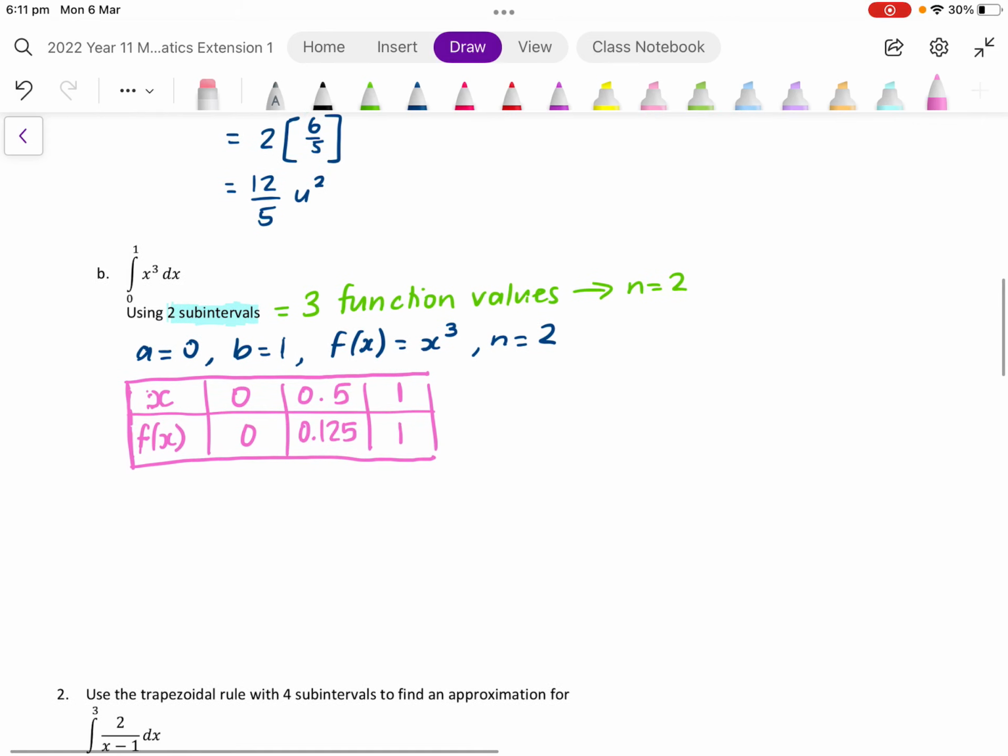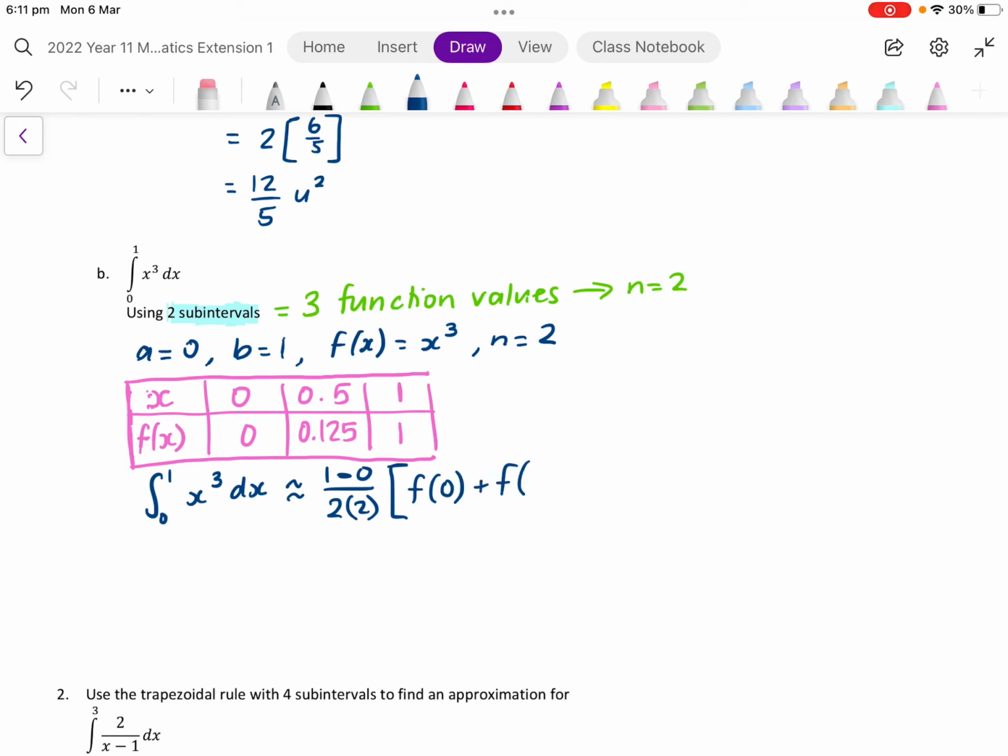We then substitute this all into our formula. So we have our integral of 0 to 1 of x cubed dx is approximately equal to b, which is 1, minus a of 0, over 2 lots of our n of 2, lots of our f of a, which is f of 0, plus our f of b, which is f of 1, plus 2 lots of everything else. So our everything else is just our f of 0.5.